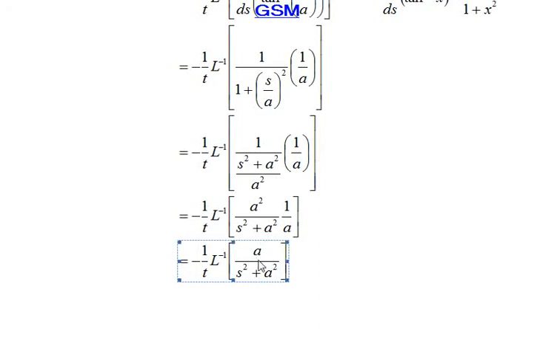The next step, the denominator of the denominator goes to the numerator. So a squared by s squared plus a squared into 1 by a, and cancel this a and this a squared. So one a will be cancelled in the numerator. So that is minus 1 by t L inverse of a by s squared plus a squared. We know this formula. What is the L inverse of a by s squared plus a squared? That is sin at. The final answer is minus 1 by t sin at.